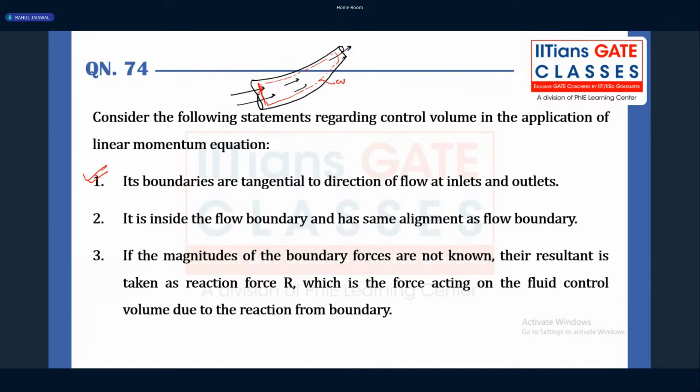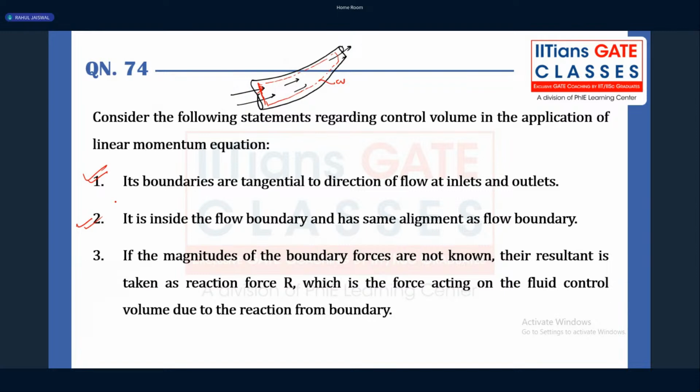It is inside the flow boundary and has some alignment as the flow boundary, right? It has to be aligned with the flow directions. We cannot take any random control volume. But selecting a proper control volume is very essential to get the correct answer regarding the linear momentum equation. So the second should also be correct.